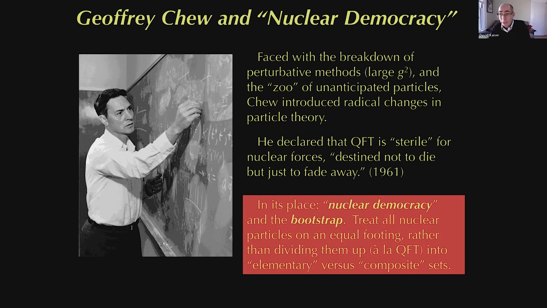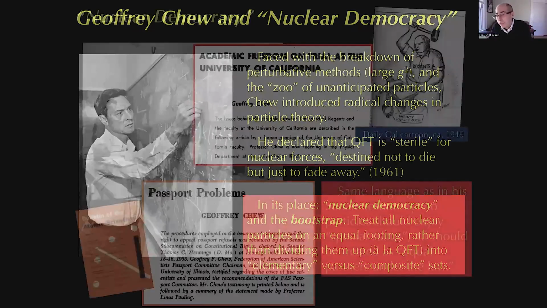He actually called that an aristocracy, or a kind of elitism or hierarchy. He said maybe with 100-plus nuclear particles, let's not try to sort them into which ones are really special and which ones aren't. They all seem to fly out together. Let's assume they're all equally special, treat them all on the same footing, a democracy.